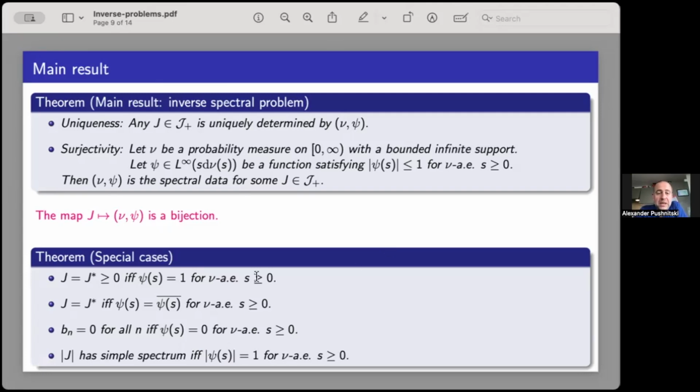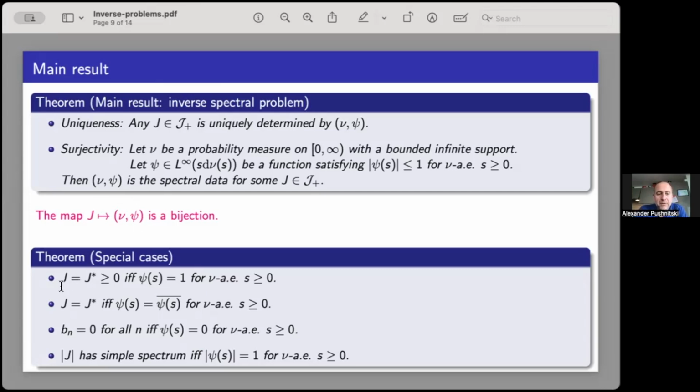So let's consider some special cases. Because we have this map from J to these spectral parameters, it is natural to ask, how do you describe special classes of Jacobi matrices in terms of these parameters? And this is precisely what we say here.